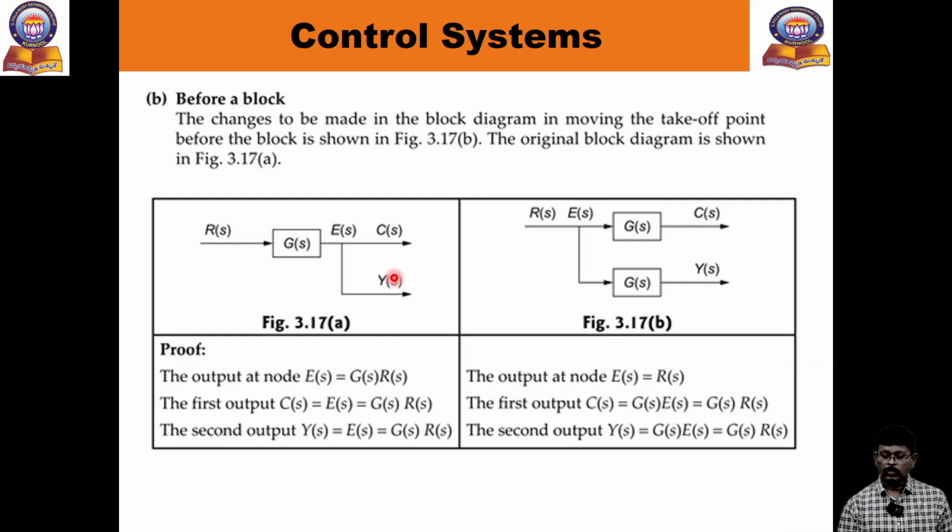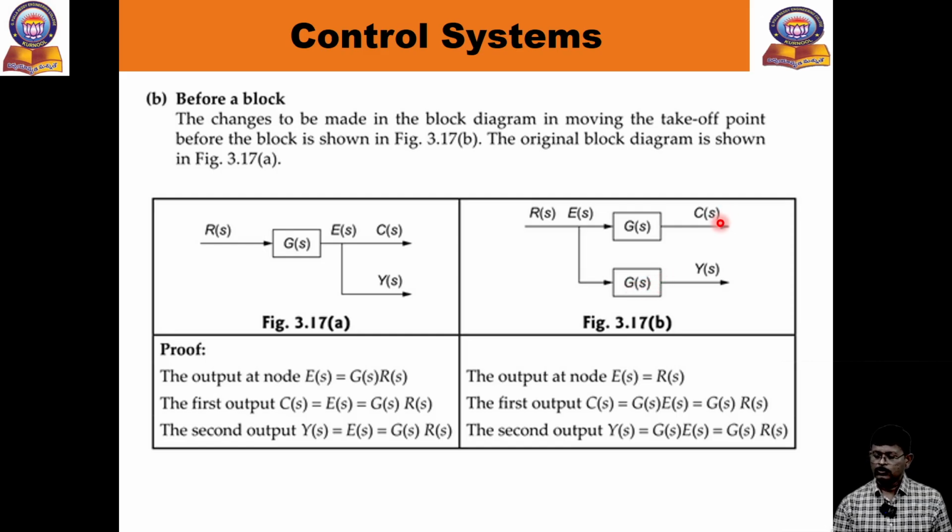Now I want to move this pickup point before the block. What will happen? Okay, now before the block you have to add this block. So when we shift the pickup point from this place to this place, then you have to add the G of S. If in the forward path you add the one, in the previous case it is the inverse, 1 by G of S. Now in this case, only G of S. In the previous case 1 by G of S. Now it is G of S. Okay. Now check the proof.